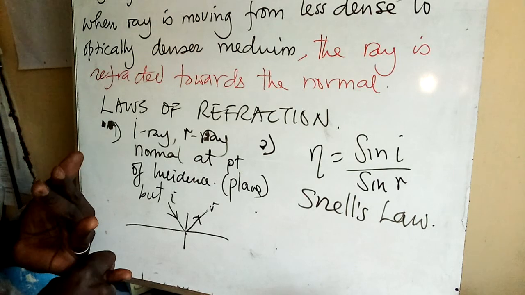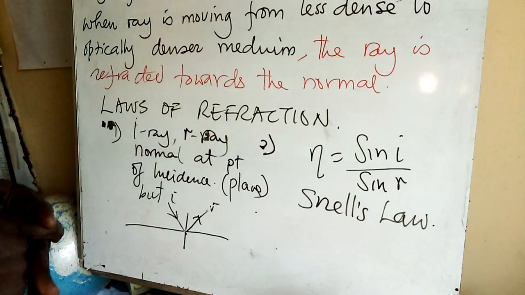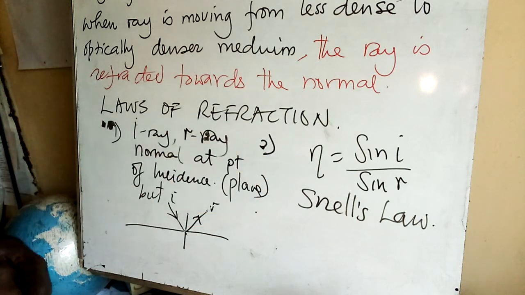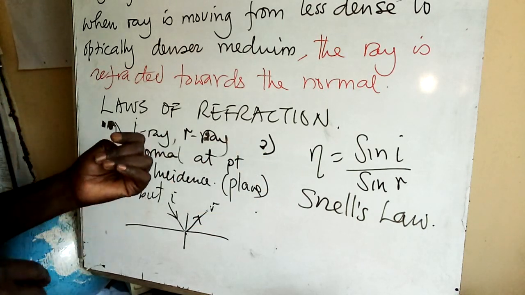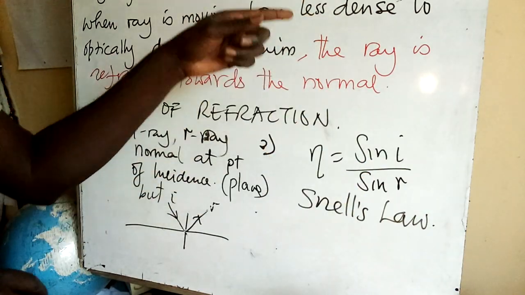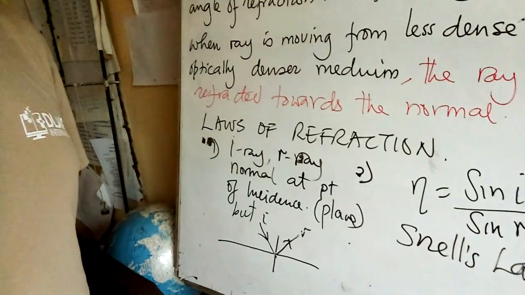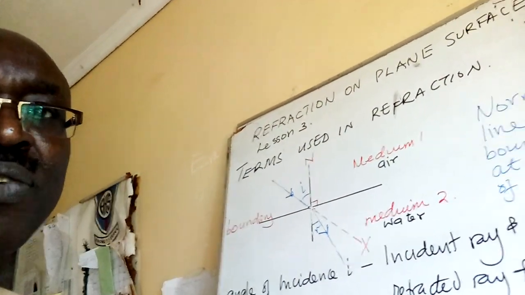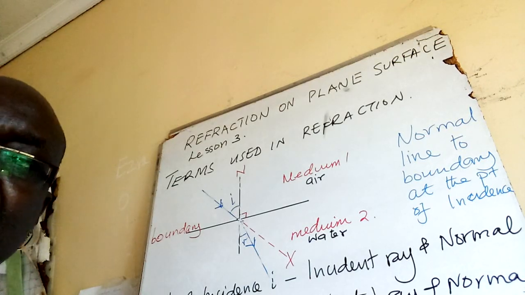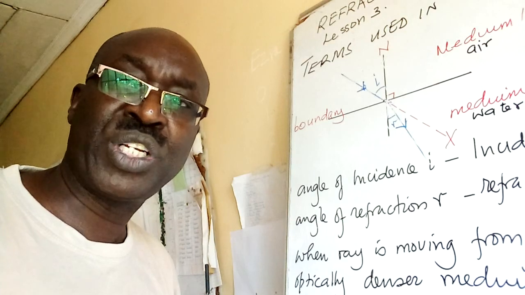The incident ray, the refracted ray, and the normal at the point of incidence, those three lie on the same plane. Then the second law is also known as Snell's law, which states the ratio of the sine of the angle of incidence to the sine of the angle of refraction is a constant. Folks, I think we can focus there. You have the terms used in refraction known. We have the laws known. The next lesson, we shall be dealing in details with Snell's law.